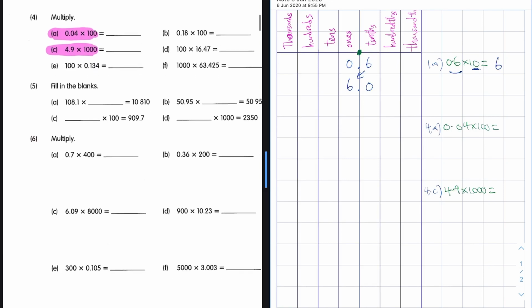Next, we come to 4a and 4c since they are pretty similar. Okay, question 4a, 0.04 times 100. So again, I'm going to write 0.04 here. And since there are 2 zeros in 100, all the numbers are going to move to your left by 2 squares. So 4 hundredths will become 4 ones, and we can really ignore the zeros here. Okay, so it is 4 ones, which is 4. You can also think of it as 4.0 or 4.00. They all are the same value.